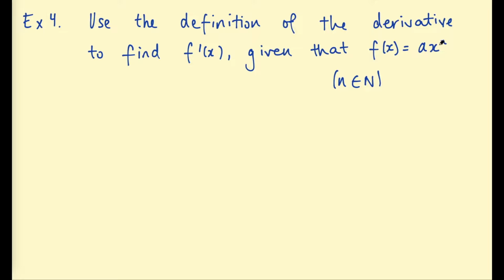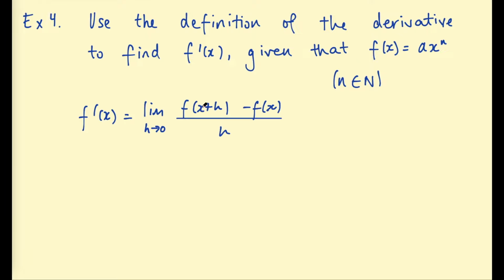So n could be a fraction or a negative number, and I'll explain why at the end. Okay, so let's write down our definition. So again, the limit as h approaches 0 of all of this. Okay, let's plug x plus h into our function ax to the n. So what happens with that? Well, we're going to have a times (x plus h) to the n, take ax to the n, all over h.